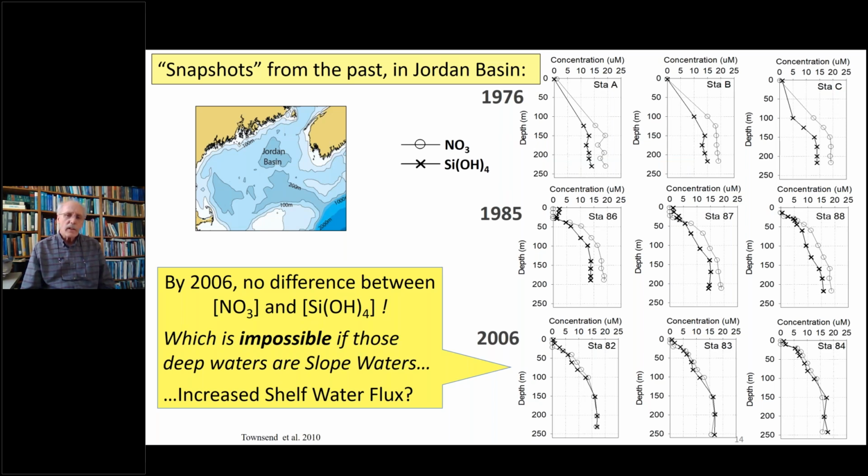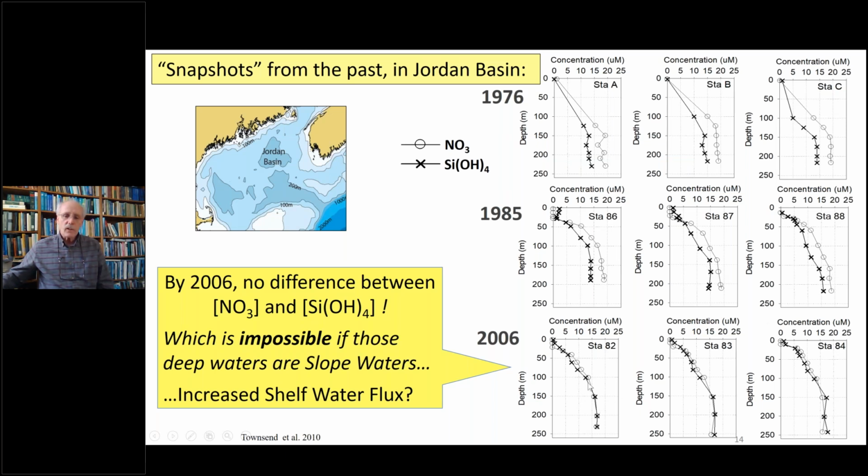Notice that the nitrate, which is the open circles, in 1976 at all of these stations near the bottom. Now, just in the deep water is what I want to focus on. Significantly higher nitrate than silicate, which is in keeping with what we just argued based on slope water source of those nutrients. A little while later in 85, notice these lines are coming closer together in the deep water.